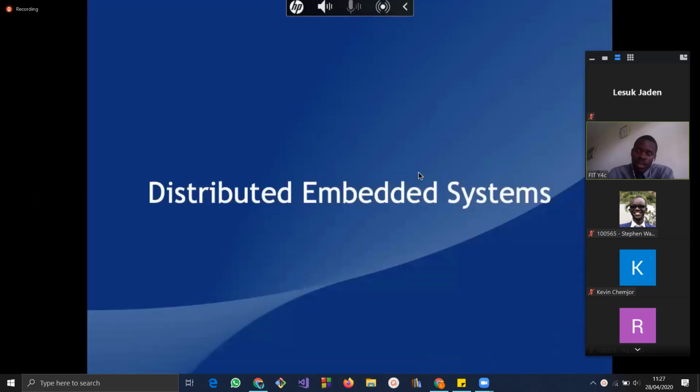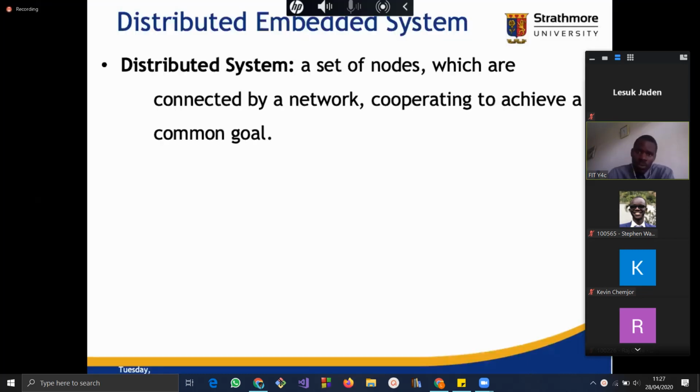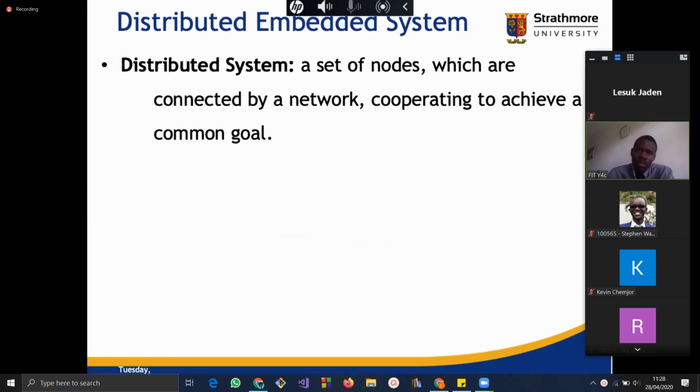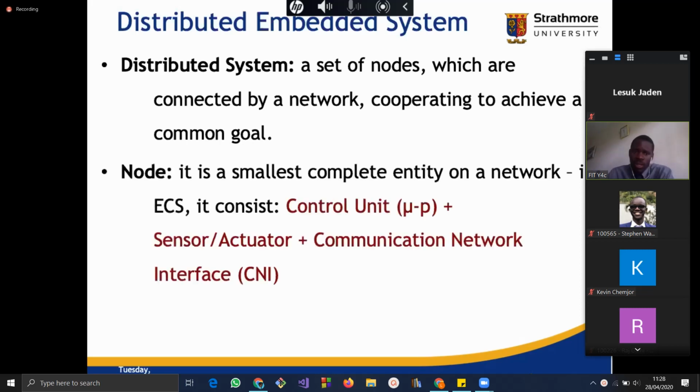So we'll start with the definitions, of course. So what is a distributed system? A distributed system is a set of nodes which are connected to a network, and they are cooperating to achieve a common goal. So here we have two concepts. There's the nodes, so we'll also define what a node is, and then there's also the aspect of a network. Okay. So what is a node? This is in context to distributed systems.